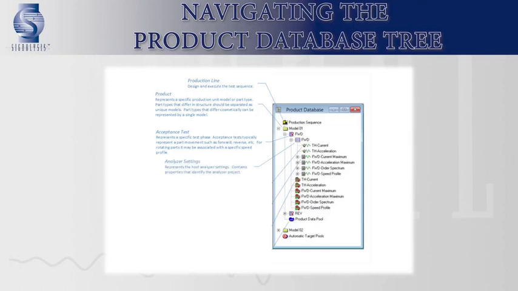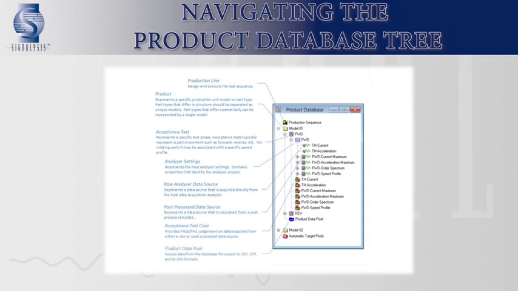Analyzer settings represents the host analyzer settings, contains properties that identify the analyzer project. Raw analyzer data source represents a data source that is acquired directly from the host data acquisition analyzer. Post-process data source represents a data source that is calculated from a post-process template. Acceptance test case provides pass-fail judgment on data acquired from either a raw or post-process data source. Product data pool accesses data from the database for export to CSV, UFF, and QDOS formats.